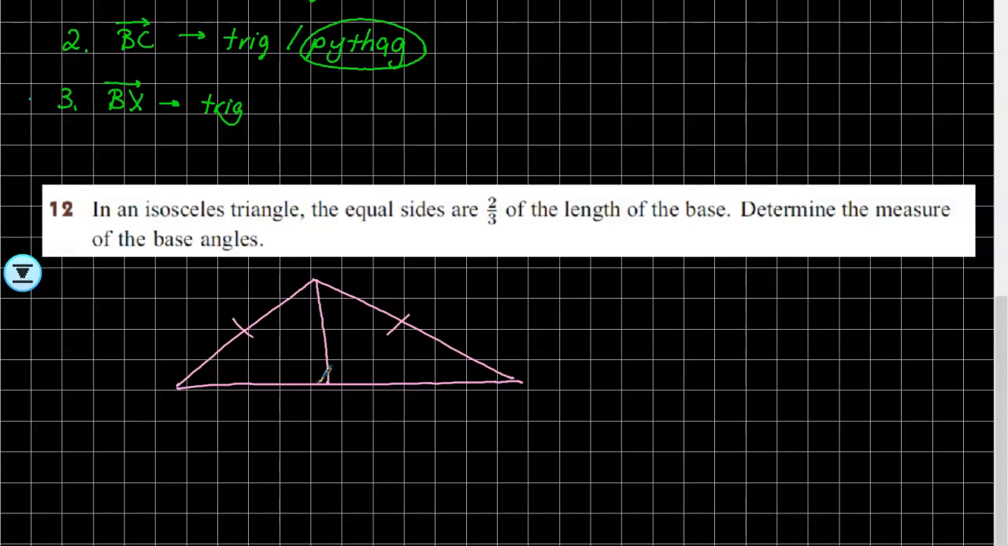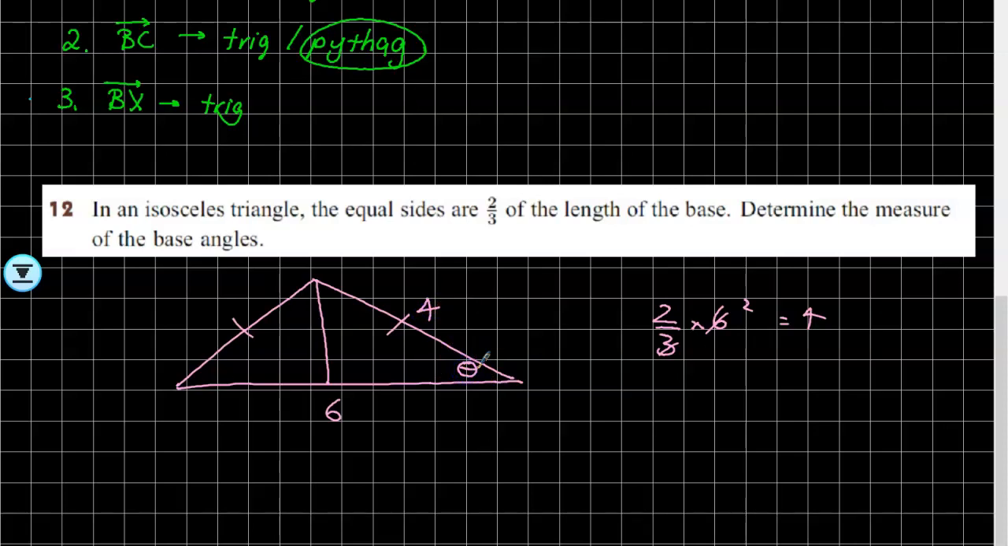Okay, so if you wanted to, you could go 6. That's your base. What's 2/3 of 6? And by the way, you'll see why I chose 6. I could have chosen 6 or 9. So 2/3 of 6 is indeed 4. Determine the measure of the base angles.